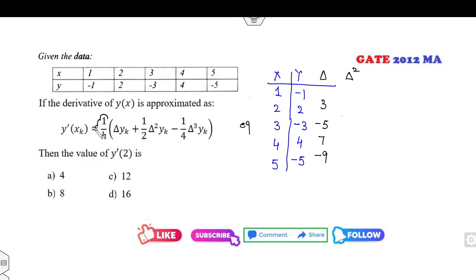But there is no need to divide by 2, because in the option h is already given to you. Fine, because h is already given to you, there is no need to divide by the difference.